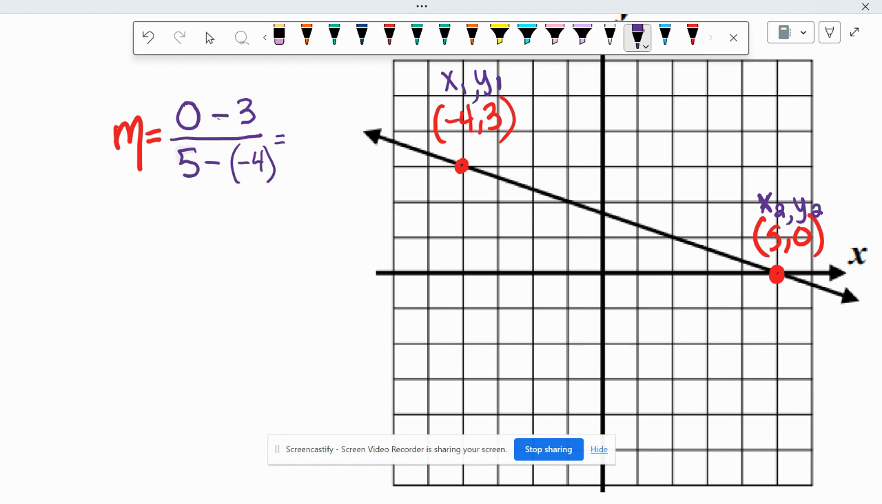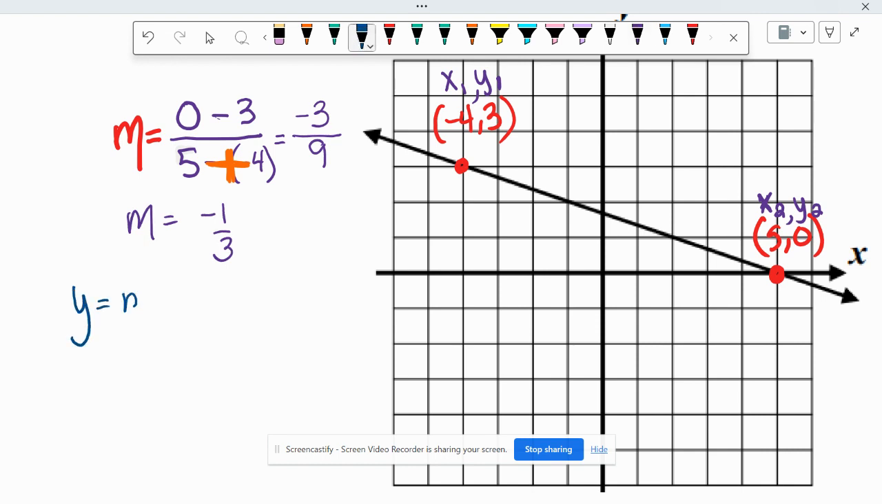Let's see. 0 minus 3 is negative 3. What happens when I have this minus a negative here? I know you guys are so tired of me saying that. Turn it into a great big plus. 5 plus 4 is what? 9. So what is the slope really? Negative 1/3. Good job.